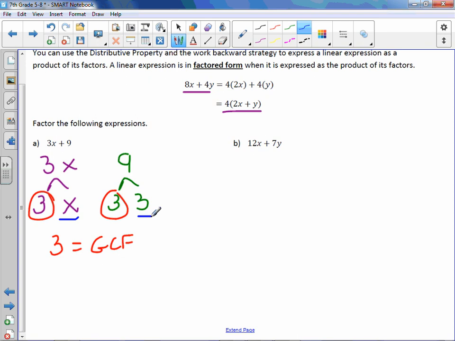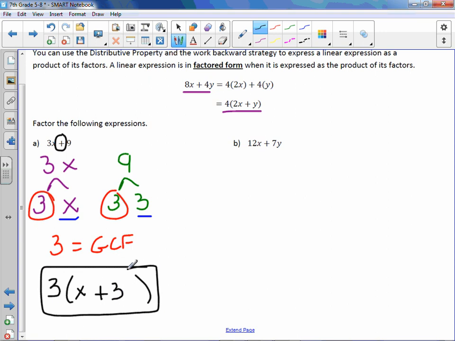Our GCF is 3. So that's what's going to be on the outside of our parentheses in our answer. Inside the parentheses, I'm going to bring down this plus sign, and I'm just going to write what's left. There is an x that's left in the first part, and there is a 3 that's left in the second part. And that's it.